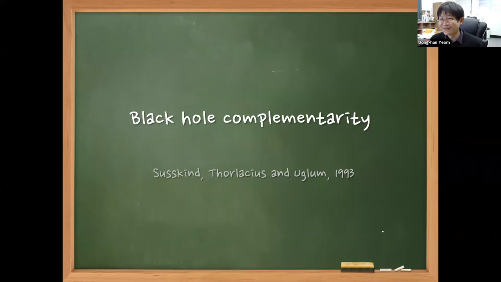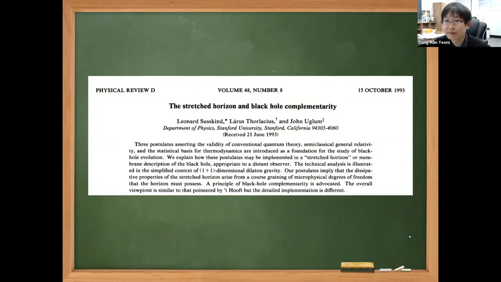So let's start from the black hole complementarity principle that was proposed by Susskind et al. in 1993. This is a very famous paper. The title is The Stretched Horizon and Black Hole Complementarity. The question is, what is the stretched horizon?